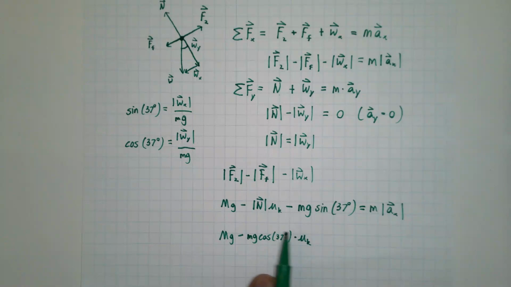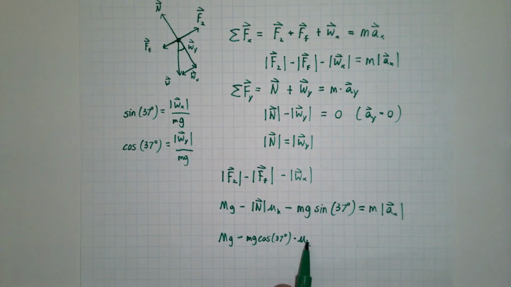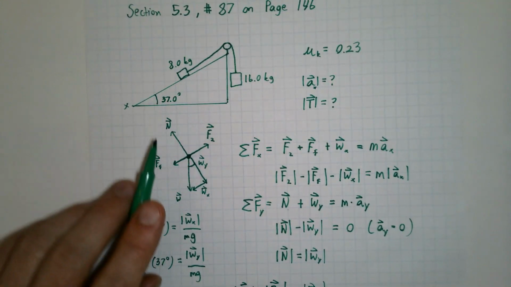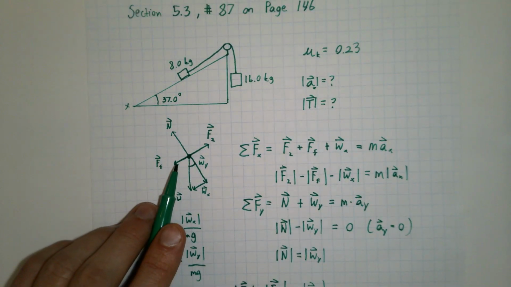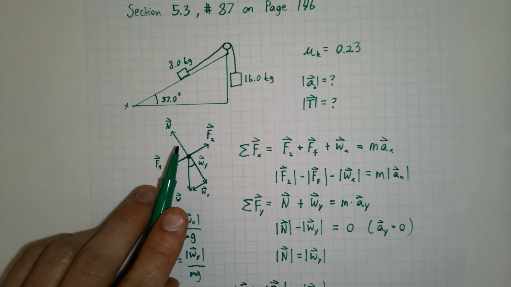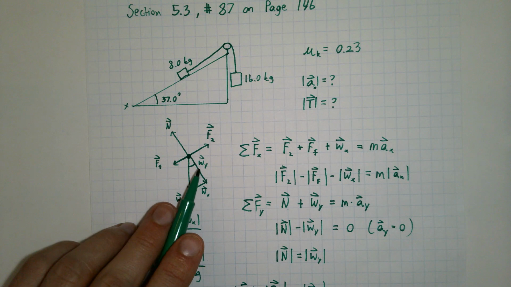This whole term right here is the frictional force that's acting against this 8 kilogram block. That's represented here. That force right there, the frictional force, depends on this normal force, which we know is equal to the weight in y.